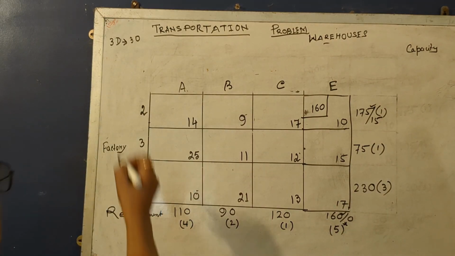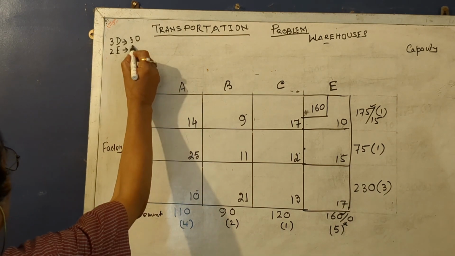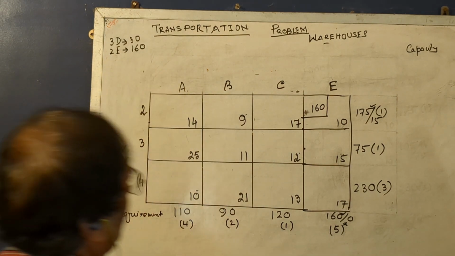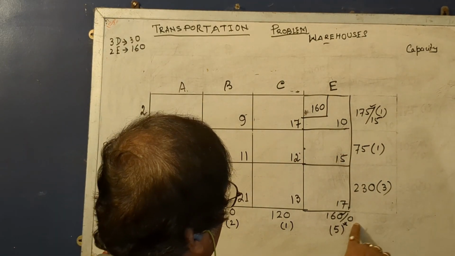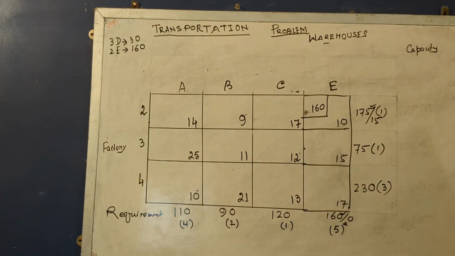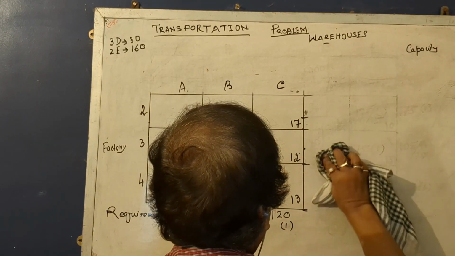15. That means this allocation is 2E. That is 2E. The allocation will be 160. We have to put all these figures. Okay, now this is completed. Nothing is 0. That's why I am erasing this and the remaining table will be this.